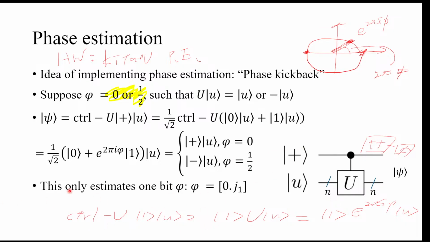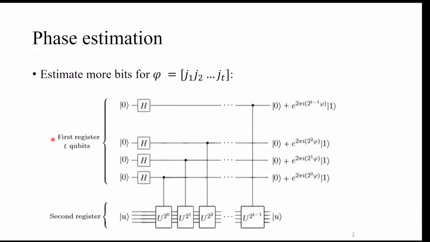But here we have a more elegant view of how to do phase estimation, which is to use the Fourier transform. So we consider getting all bits of your ψ together. So we assume ψ has this form.